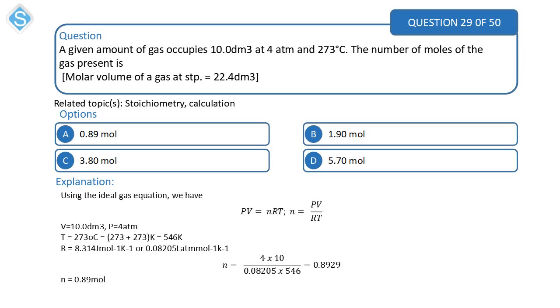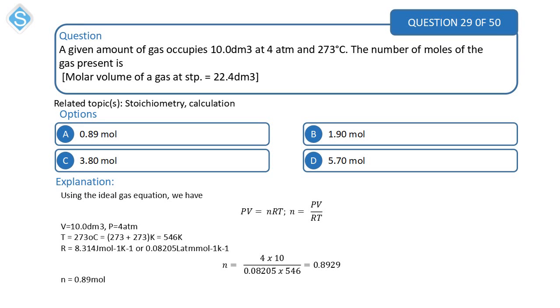In the question we have the volume as 10 dm cube. How do you know that it is the volume? If you look at the unit, dm cube, that's the unit of volume. Even from the wording, it says occupies. Volume is the space that a substance or an object occupies. So when they say occupies, it means the volume is 10.0 dm cube. You have the pressure to be 4 atmospheres. You can also tell that from the units. Then the temperature is 273 degrees Celsius.